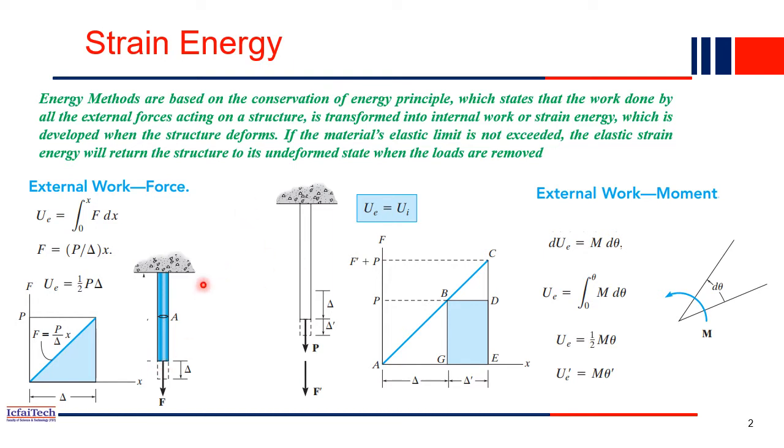So obviously we know the conservation of energy. What is conservation of energy? Energy cannot be created nor can it be destroyed. It can only be transferred from one form to another form, right? That is our conservation of energy. We cannot create any energy, we cannot destroy any energy. Only the transformation of energy will happen in a structure. So this is the conservation of energy equation, right? Whatever external work is done is nothing but the internal energy stored in a member. So UE is external energy which is applied to the structure, and UI is the internal energy developed because of external energy.